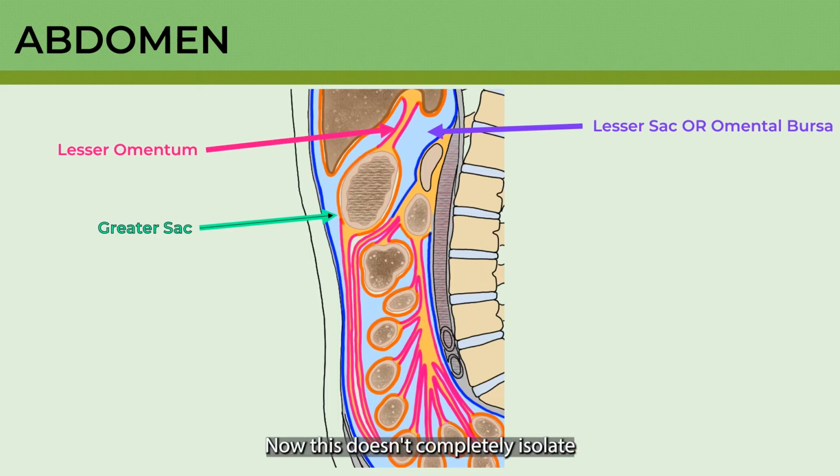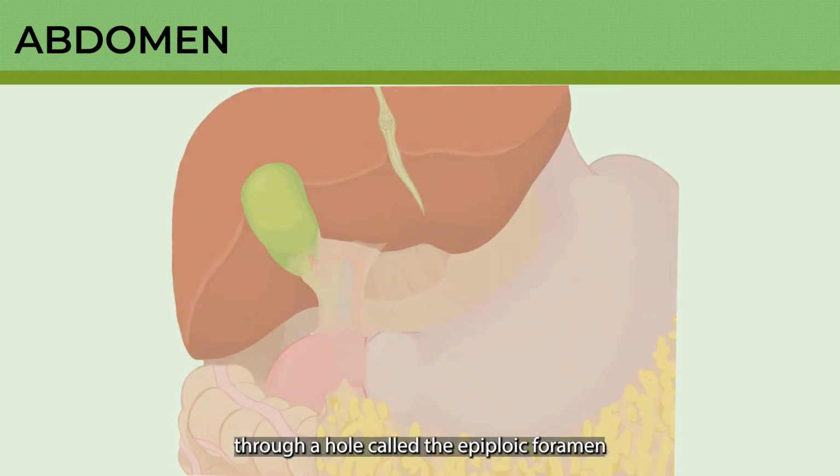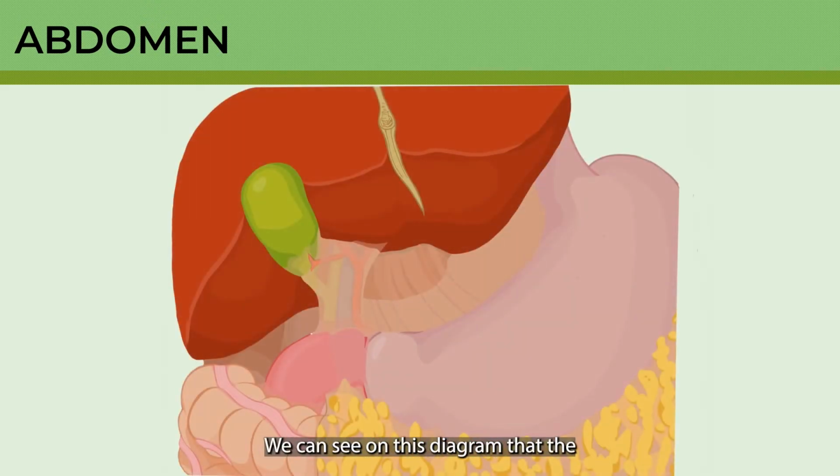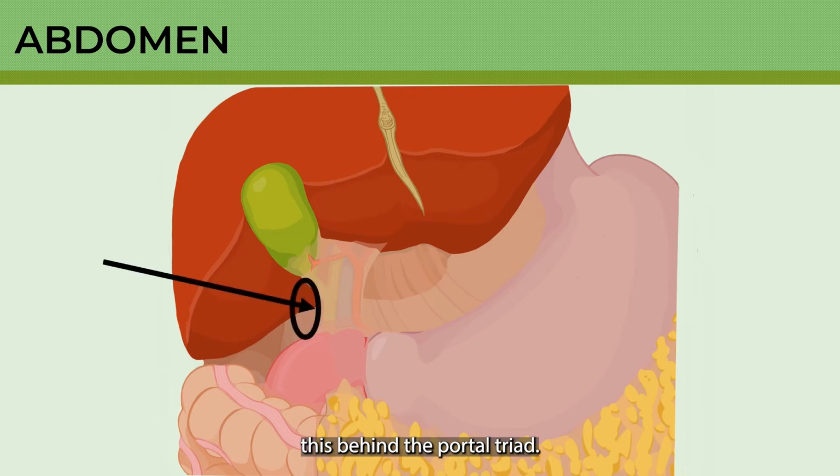Now, this doesn't completely isolate the lesser sac from the greater sac, because there is an opening into the lesser sac on the right-hand side from an anterior perspective, through a hole called the epiploic foramen. We can see on this diagram that the epiploic foramen allows passage into the omental bursa behind the portal triad. This anatomical landmark is often exploited during surgery to the liver and control of massive hepatic bleeds.